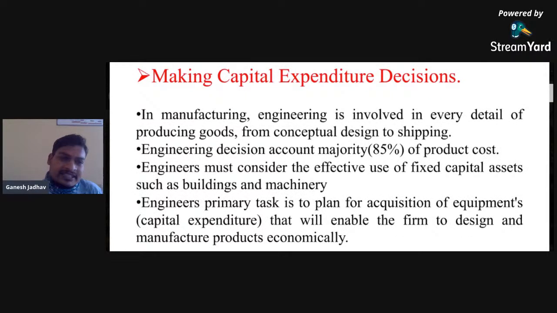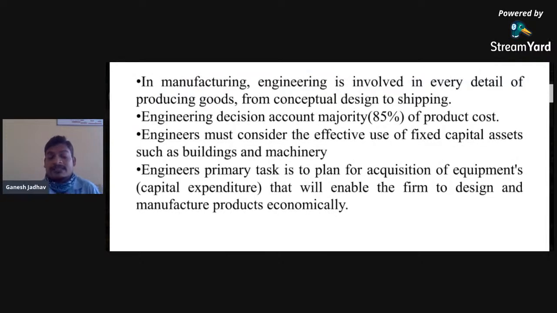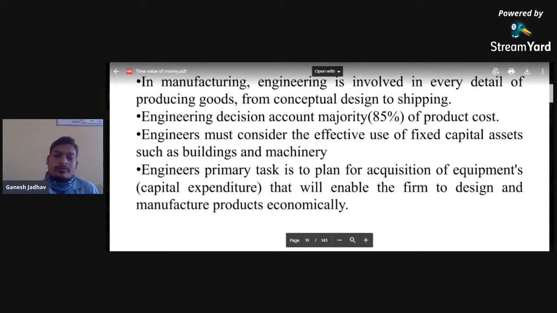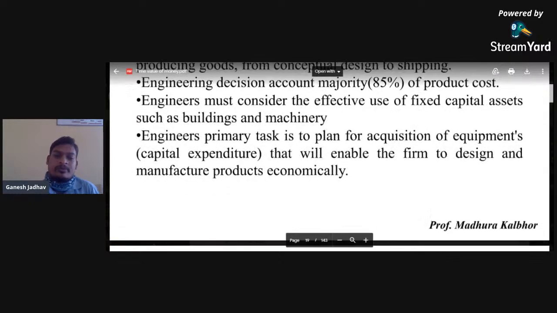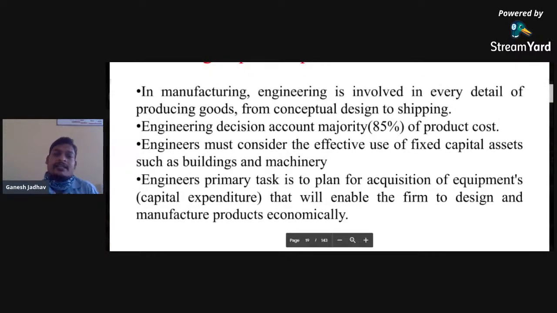The engineer's primary task is to analyze the particular product or project, to plan for the acquisition of equipment and capital expenditure that will enable the firm to design and manufacture the product economically. So this is the first role: making the capital expenditure decision.